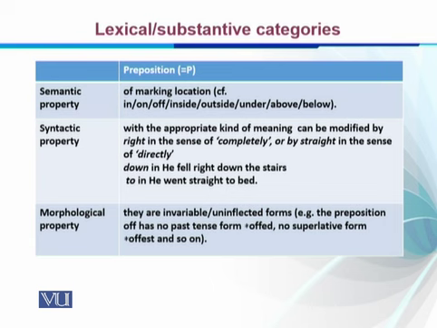Morphological property: they are invariable, uninflected forms. The preposition of has no past tense, no present tense, no superlative. So these are some of the properties of the substantive categories. These are the categories which we call lexical or substantive categories, right? So we have seen that there are five: noun, verb, adjective, adverb, and preposition.